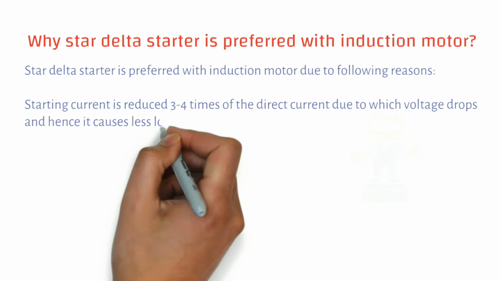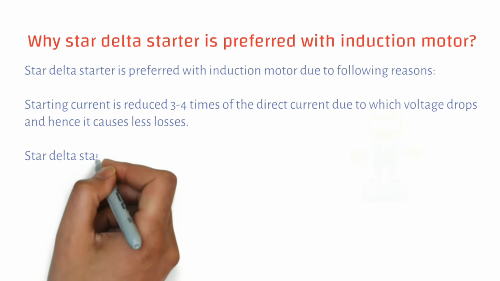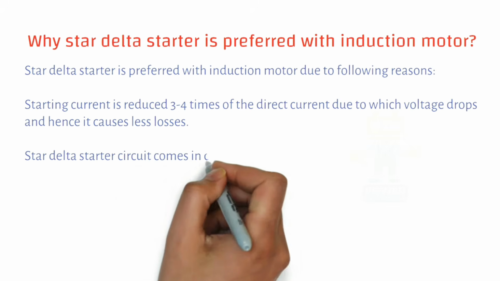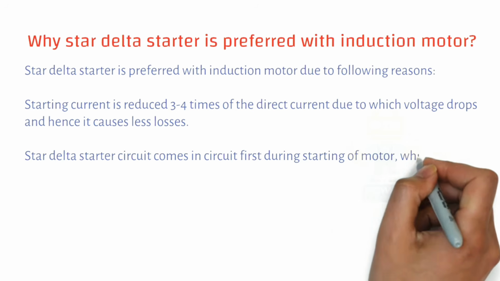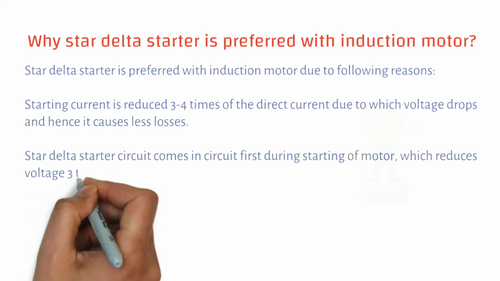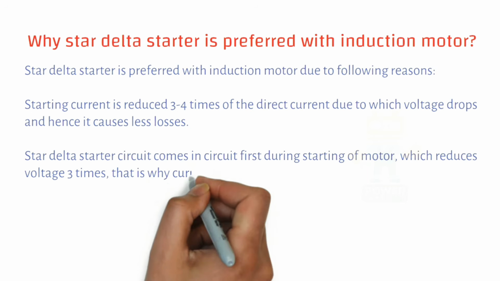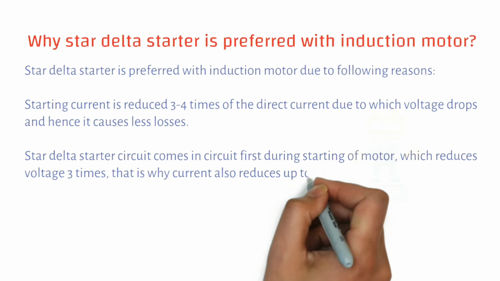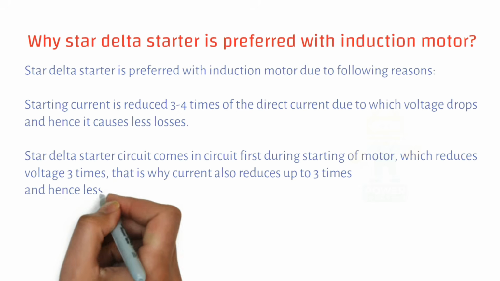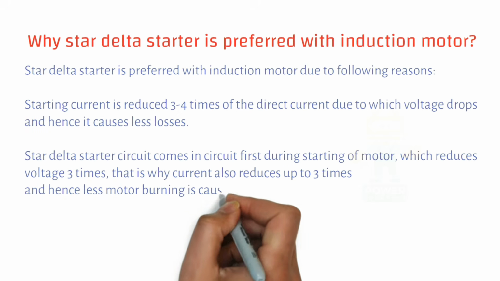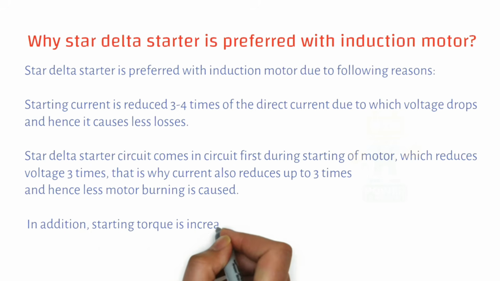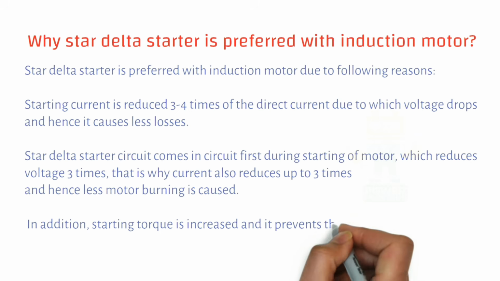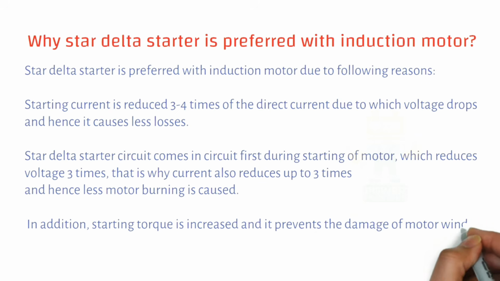The first reason is the starting current is reduced to 3 to 4 times of the direct current, due to which voltage drops and hence it causes less losses. The second reason is the star connection comes into the circuit first during starting of the motor, which reduces the voltage 3 times. That is why the current also reduces up to 3 times and hence less motor burning is caused. The last is, in addition, starting torque is increased and it prevents the damage of the motor winding.